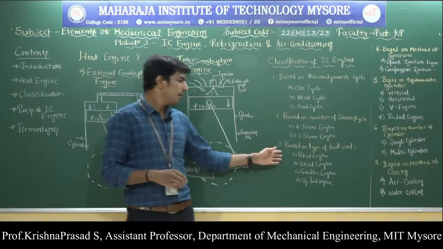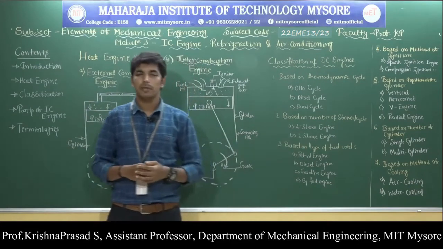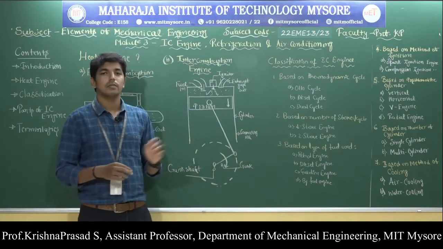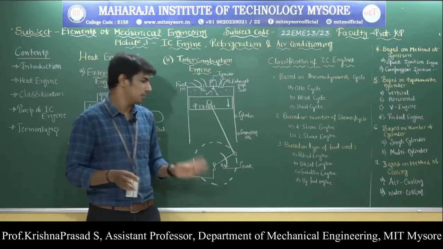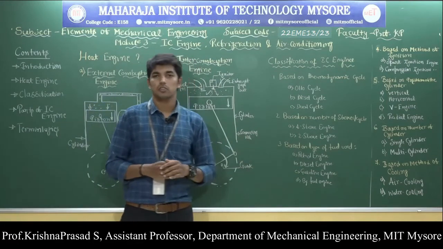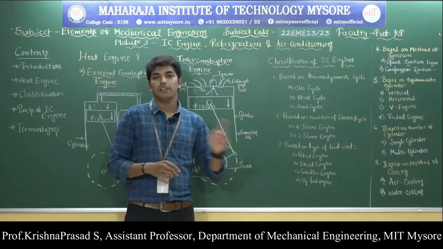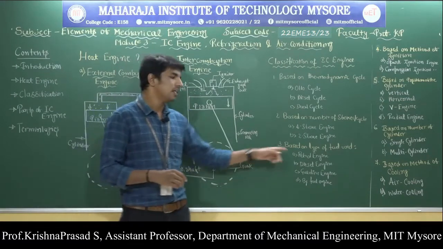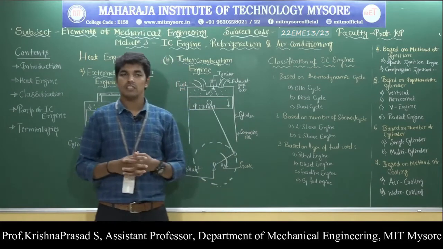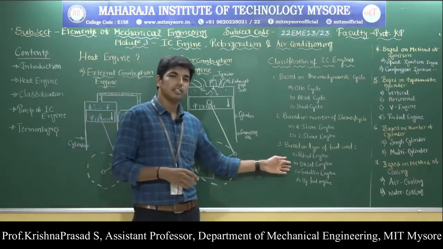Next one, based on the type of fuel used. Based on the type of fuel used, internal combustion engines are classified into 4 types. The first one is called the petrol engine. Here, if the fuel used in the engine is petrol, then it is called the petrol engine. Petrol engine vehicles we see generally on the road.